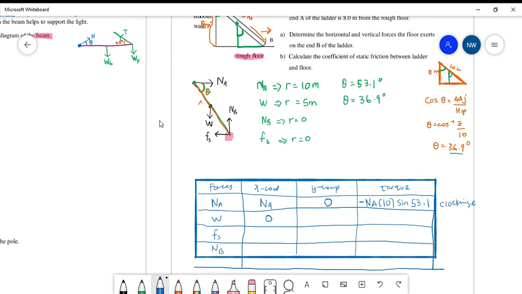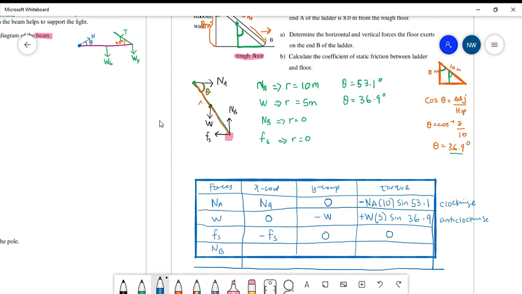Okay. So untuk weight, weight dia tak ada X component, dia ada Y component sahaja, sebab dia downward. So dia is negatif W, dan kita kira dia punya torque dia akan jadi W distance 5 sin 36.9. Okay, dan untuk weight ni dia adalah anti clockwise. Jadi dia positif je lah kat depan ni, positif. So untuk friction, X component dia adalah negative Fs sebab dia to the left. Okay, tapi Y component dia 0. And this one, torque dia would be equals to 0.